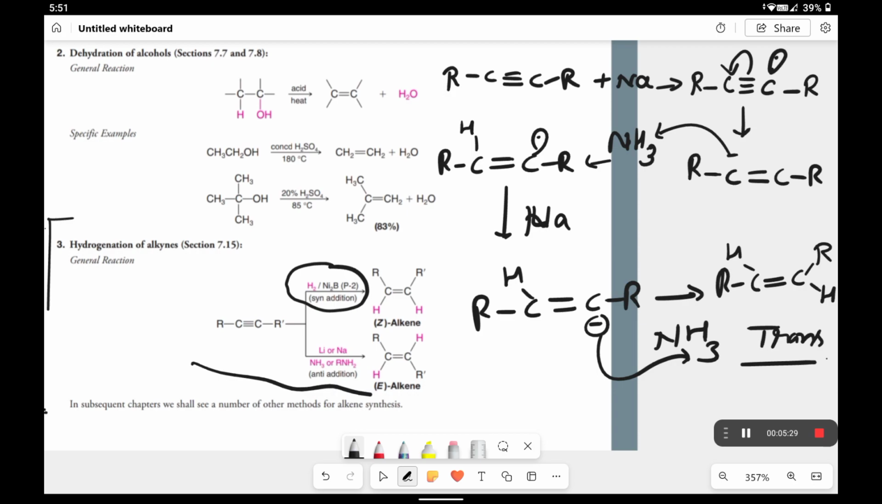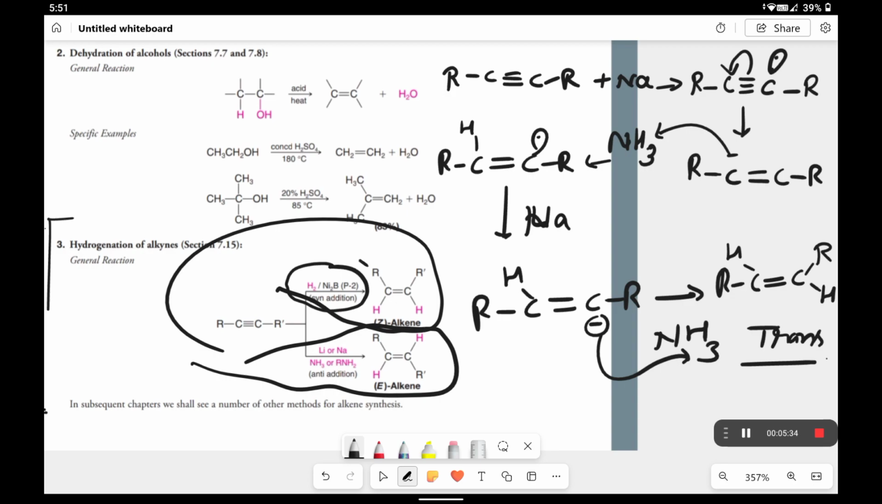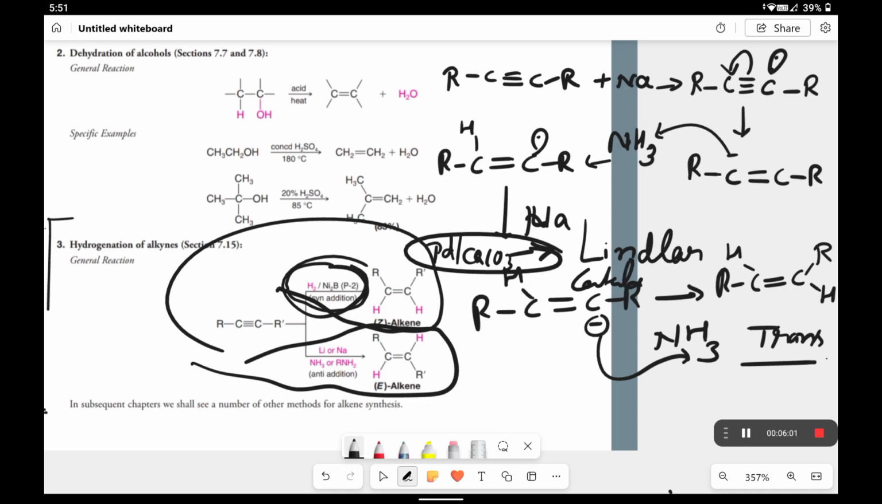The easier method is sodium in the presence of liquid ammonia. If you want to convert the alkyne to the cis alkene, you can use nickel boride, or you can use palladium in the presence of calcium carbonate. This is very important; they will definitely ask it in the paper. Palladium in the presence of calcium carbonate is called Lindlar catalyst. Students, please remember this one.